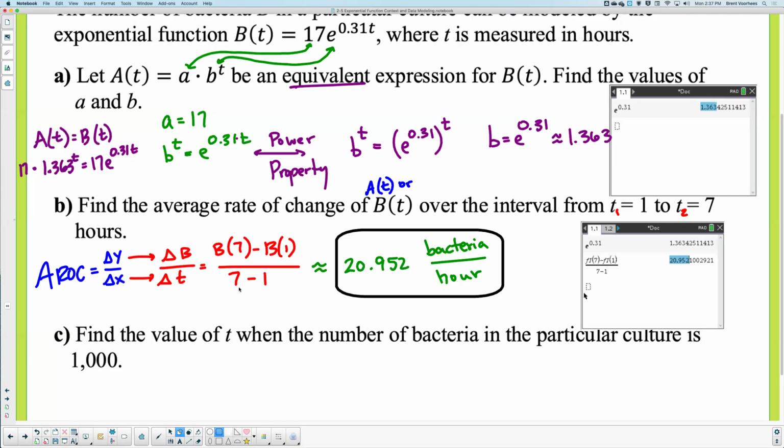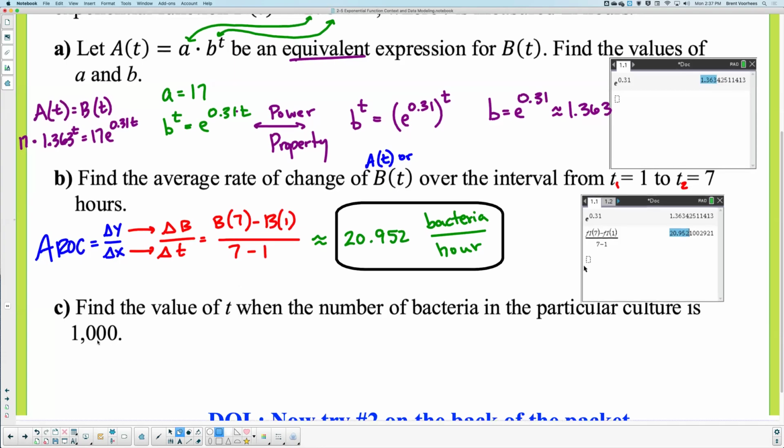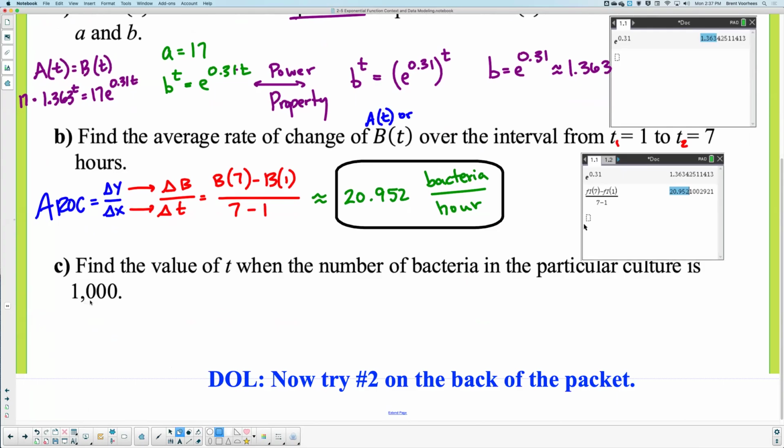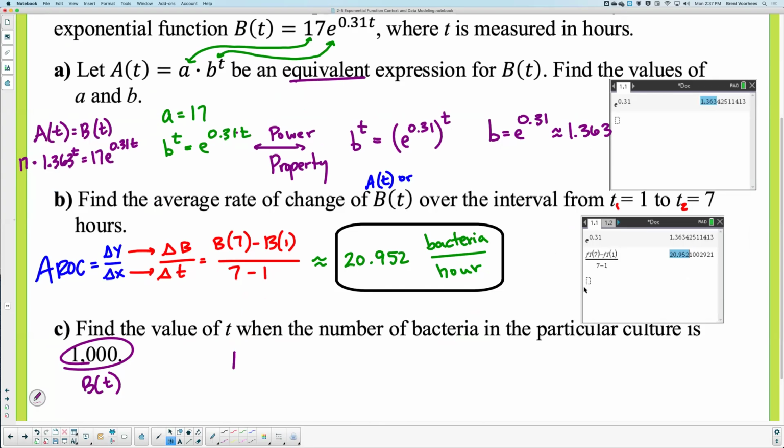All right, part C. Find the value of T when the number of bacteria in the particular culture is 1,000. Okay, what is 1,000? Is it the input or the output? The output. That is the bacteria. That is the B of T. So I'm just going to plug this in for the equation. It'd be 1,000 equals 17e to the power of 0.31 t. And again, you could have used the equation A of t that we found, and it would still give us the same answer because they are equivalent to one another.